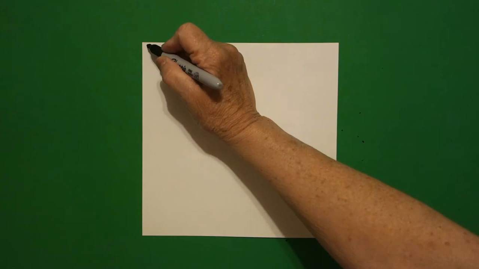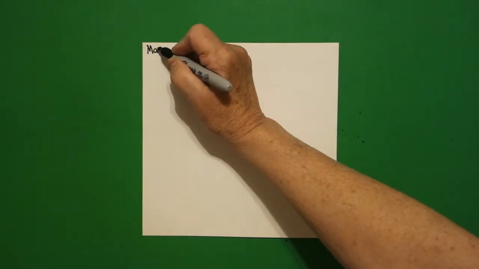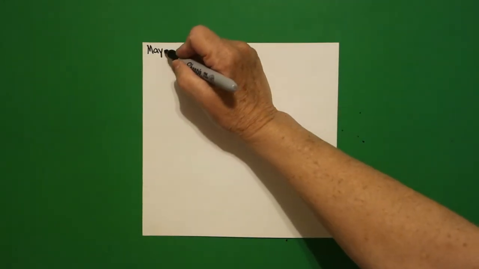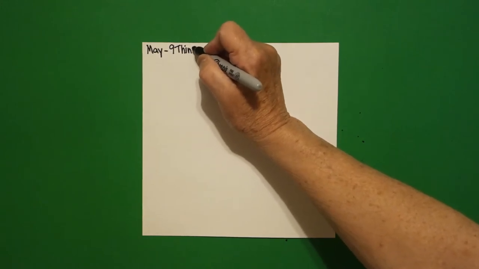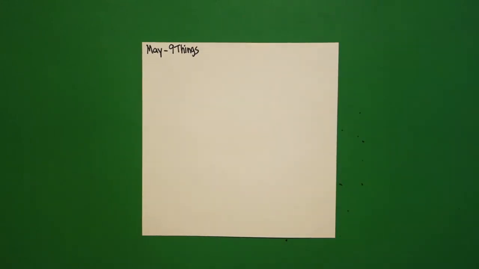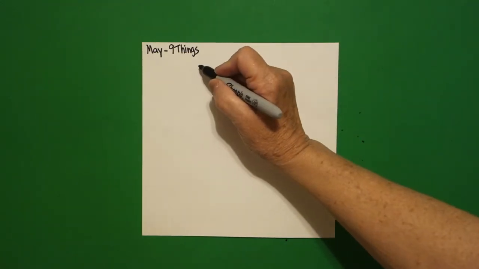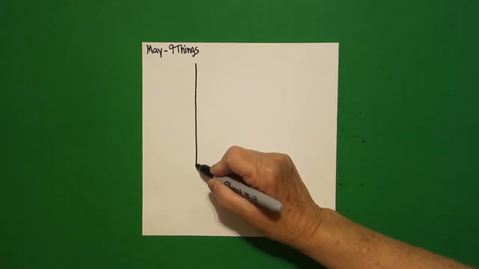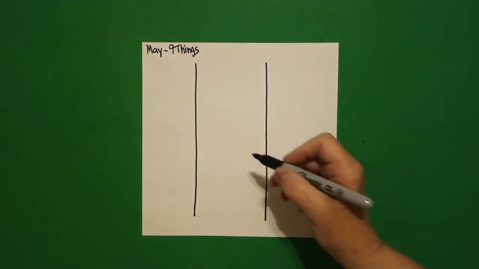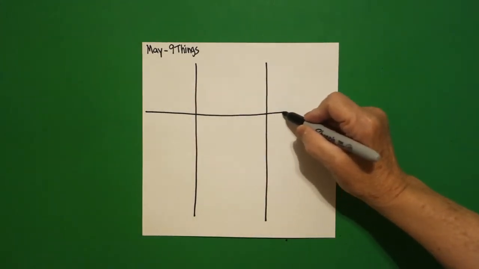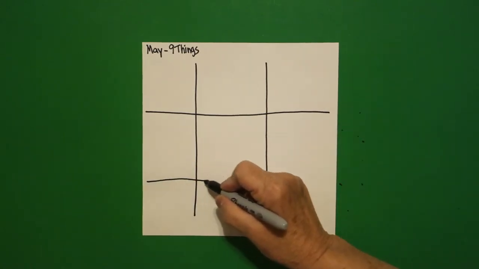Okay, let's draw. Today's project is 9 things in May. So I'm just going to write the month of May up there, and I'm just going to put a little dash and then 9 things. And the first thing we need to do is draw our tic-tac-toe grid. So it's 2 straight lines going down and 2 straight lines going across.